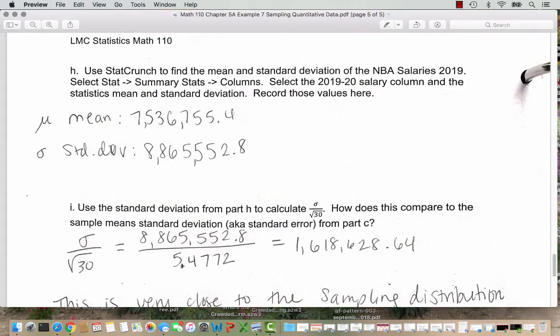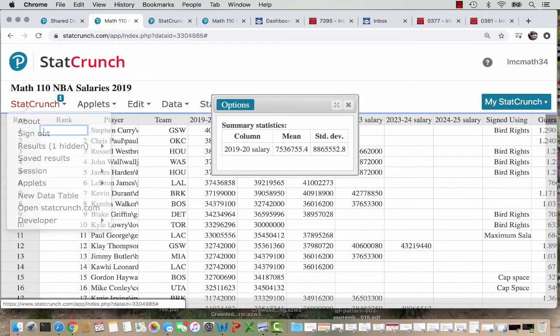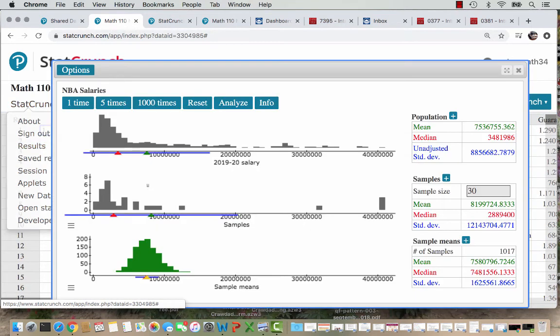So I recorded those values here. So the mean is $7,536,755.40. And then the standard deviation is $8,865,552.80. So that's a really big standard deviation because we're looking at the population graph. So if you go back to our results, this top graph is a population graph up here. And in the population graph, those salaries are really far spread out because we have the outliers with the real high salaries, Steph and LeBron. So you can see the standard deviation for the whole population is really, really large, whereas the standard deviation for the graph of the averages down at the bottom, the sampling means graph, is much more compact or put together because that's just a graph of the means, and so we don't have the outlier salaries in there.